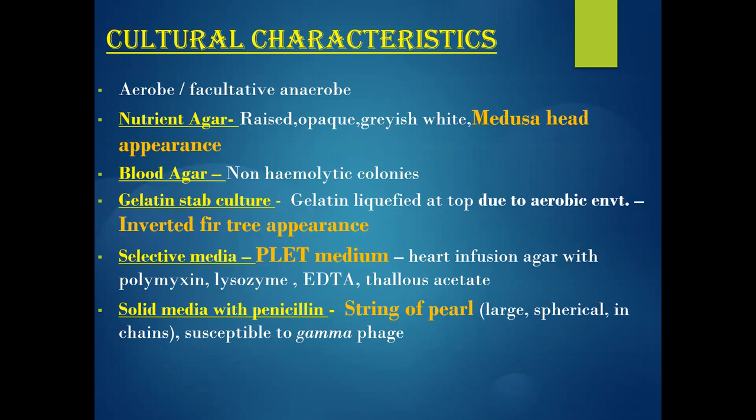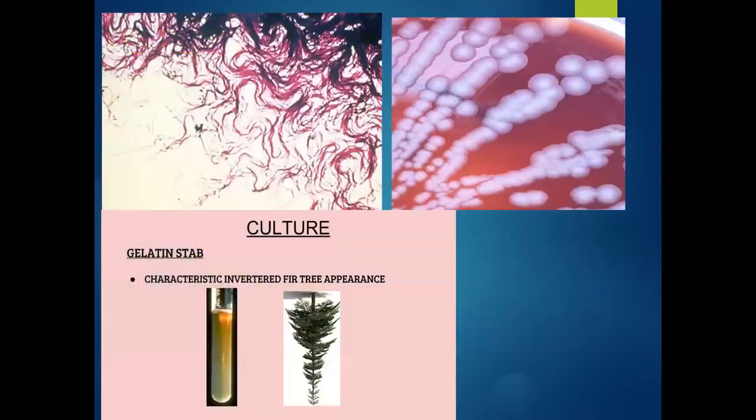The selective medium used is PLET medium, that is heart infusion agar with polymyxin, lysozyme, EDTA, and thallous acetate. On solid media with penicillin, there is a string of pearls appearance, large spherical chains, susceptible to gamma phage. This is an image showing the inverted fir-tree appearance, that is gelatin liquefaction, and the string of pearls appearance in the culture media.